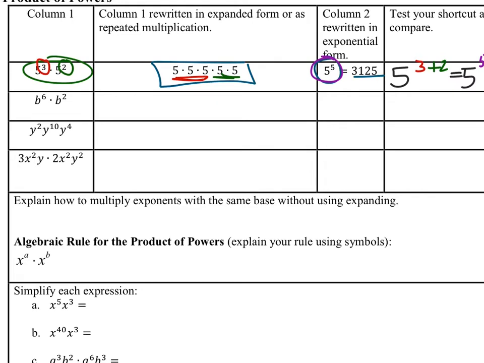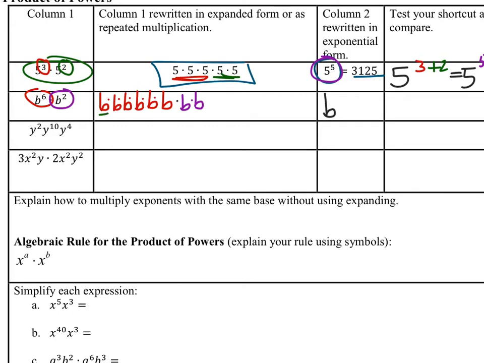Let's do this next one. So let's expand first this b to the power of 6. So that's going to give us 6 b's: 1, 2, 3, 4, 5, 6 b's. And then in addition to that, we got these 2 b's. And in between them was multiplication as well. Well, if I rewrote this with a base b, what would be its power?